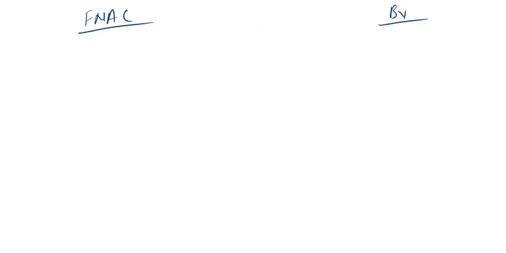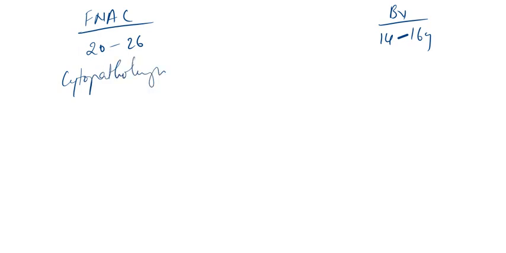Here the side view of the needle in FNAC is 20 to 26 gauge, and here it is 14 to 16 gauge. And here actually a cytopathologist is required. Remember, a cytopathologist is required. But in case of biopsy, a general pathologist or a person who is expert in the biopsy collection can do it.